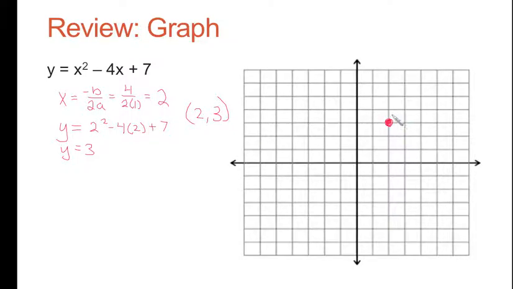Now we need a couple more points to graph. Well, we know it's a happy parabola, x squared, so it's not going to have any x-intercepts. So we can't find x-intercepts, but we can find our y-intercepts.